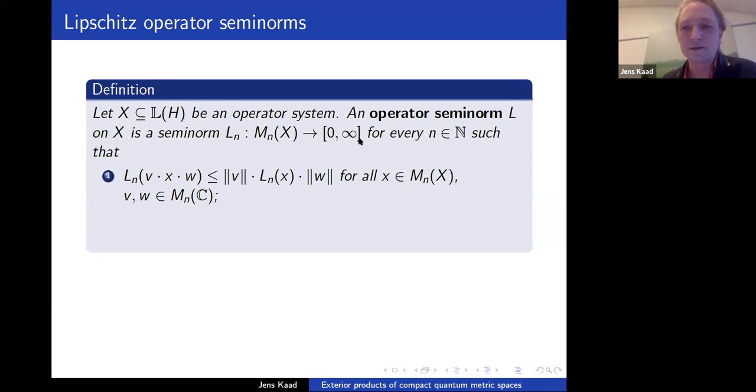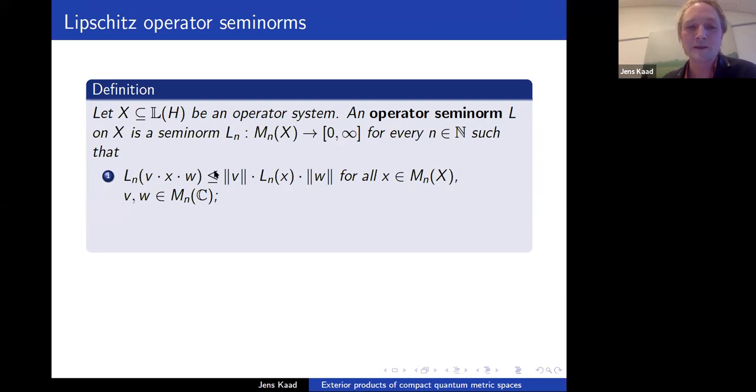Then there are two conditions that are very familiar from operator space theory, from the definition of an operator space. If I apply my operator seminorm to a product of an element X, which is an n-by-n matrix with entries in my operator space, and then from the left and from the right, I have two n-by-n matrices with scalar entries.